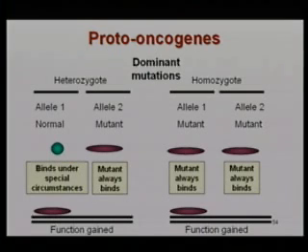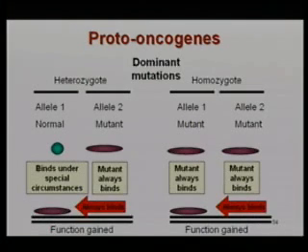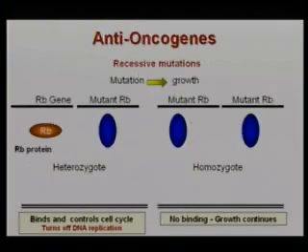Okay? So these types of things, like the proto-oncogenes here, when they get mutated, they tend to be dominant mutations. So they always bind like that. Now, in contrast to this is something like the RB gene. Now, RB and P53 are tumor suppressor genes.